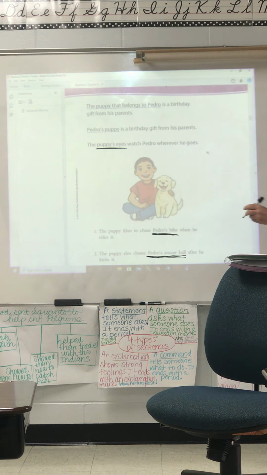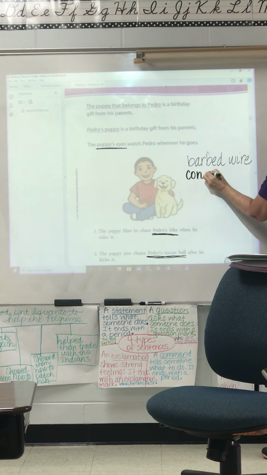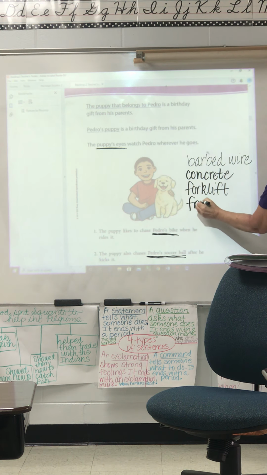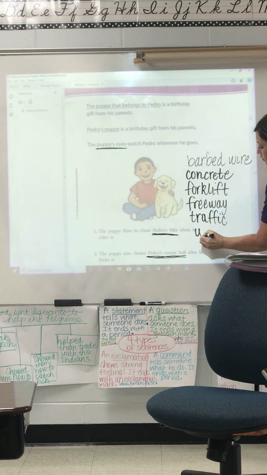Your vocabulary words for this story are barbed wire, and I'm sure Coy knows all about some barbed wire, and Judson probably knows all about some barbed wire from dealing with all the animals that they tell me about. The second one is concrete. The third one is forklift. The next word is freeway, traffic, and warehouse.